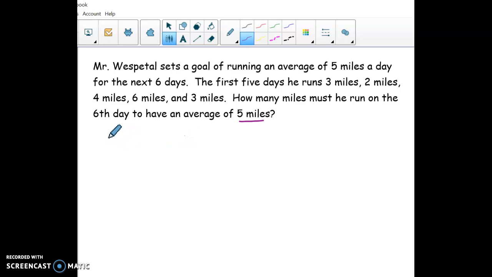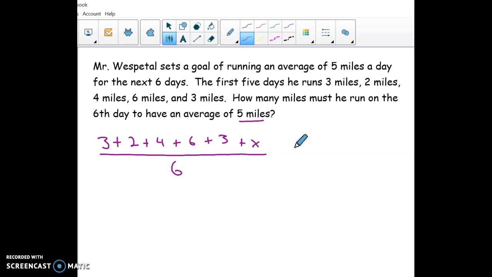All right, so basically when you do a mean, you average the 6 days. So I have 3 miles plus 2 plus 4 plus 6 plus 3 plus X, because I don't know how many I have to run on that 6th day. I want to add them all up, divide them by 6 days, and have that average come out to be 5. That gives us a nice little equation for solving for the last day. If I add all these up, that would be 10, 15, 18. So I think I have 18 miles so far.